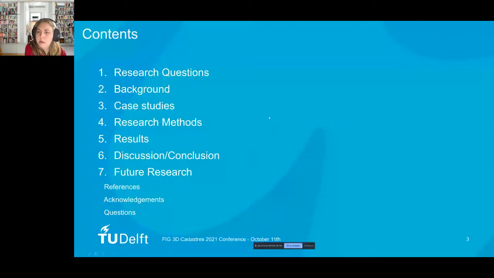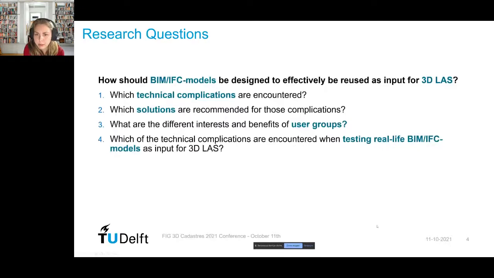So the main research question is, how should BIM IFC models be designed to effectively be reused as input for a 3D land administration system? And we focused on the technical complications when trying to use BIM IFC models as input for a 3D land administration system, but also possible solutions. And the focus also is on real-life BIM IFC models.